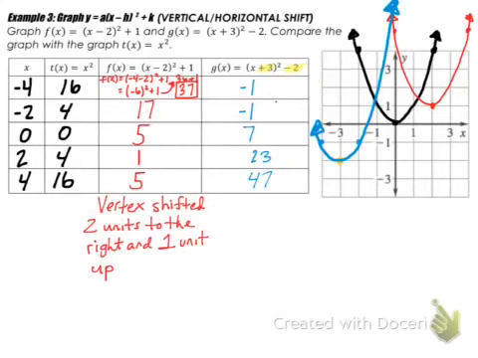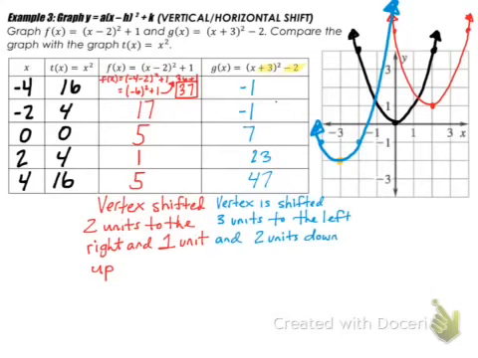So now when I'm describing my shift, I'm always going to compare it with the parent function. So the blue parabola has a shift 3 units to the left and 2 units down. So based on our 2 equations, we can tell when a parabola has a horizontal shift and a vertical shift, and more importantly, we know where the vertex is by just looking at our equation.